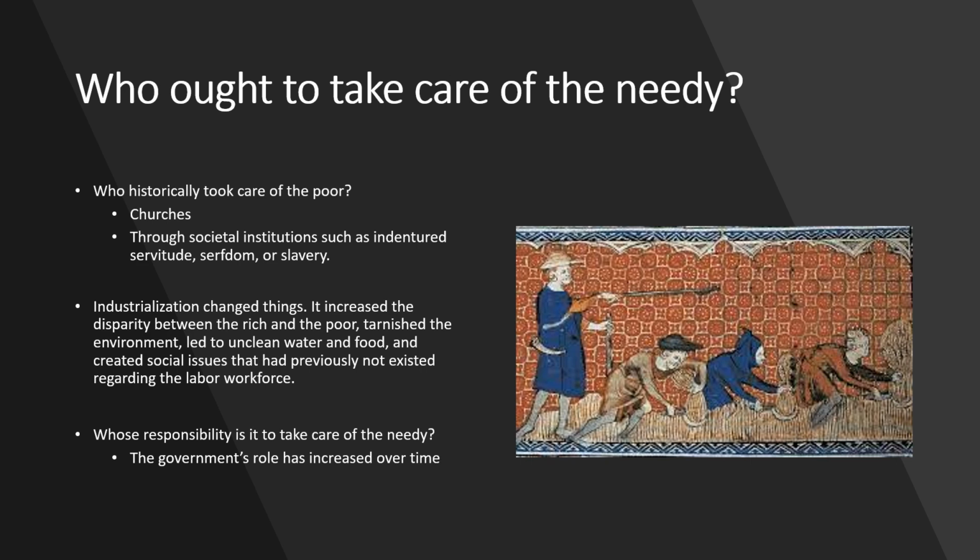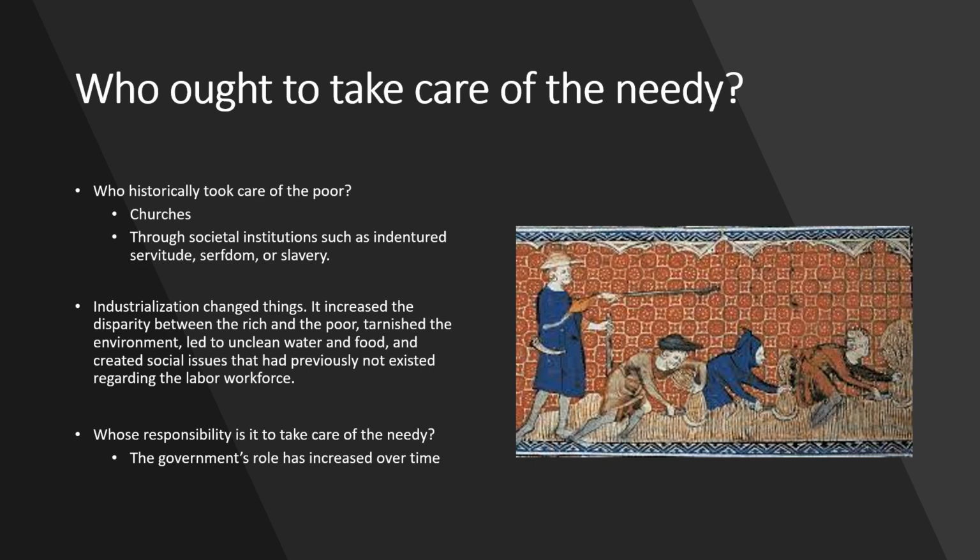Industrialization, it changed things quite a bit. Industrialization occurred dramatically in the mid-1800s. Really, it started earlier on, but we see the dramatic effects of factories and an increase in transportation and communication more so towards the middle of the 19th century. And what this did is it increased the disparity between the rich and the poor.